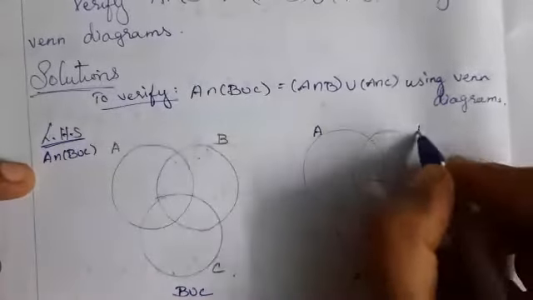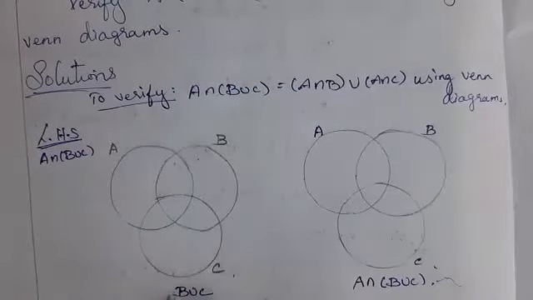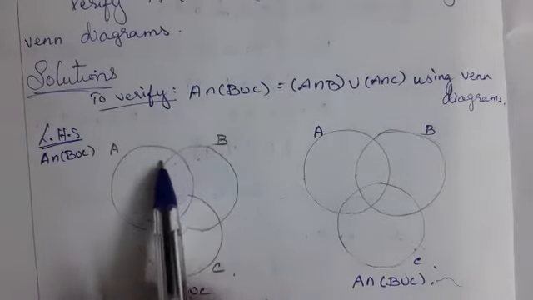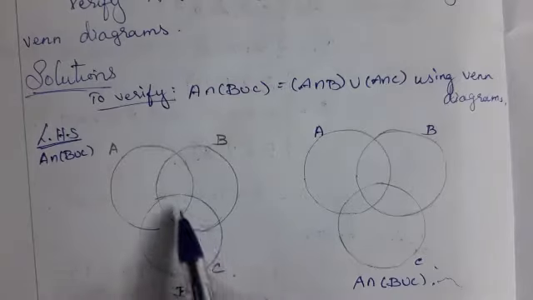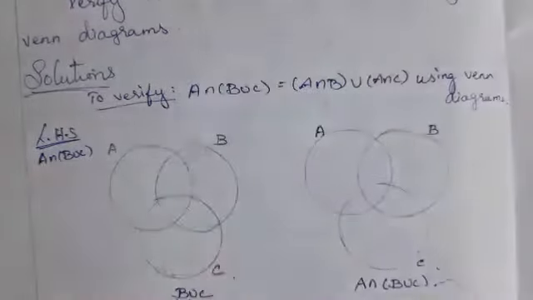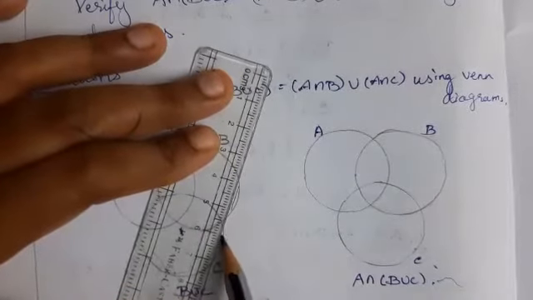For the circles A, B, C, what is the meaning of B union C? See circle B, see circle C, shade all the portions. Using a scale and pencil, shade all the portions of B and C.